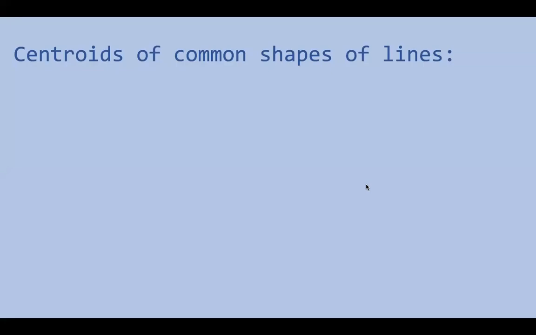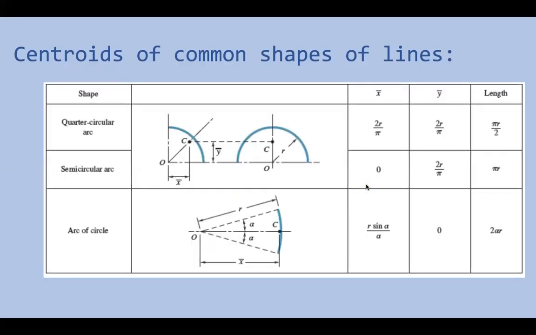Centroids of common shapes of lines. Here are some shapes with their x bar and y bar components: quarter circular arc, semicircular arc, and the arc of a circle. We can see the x bar and y bar expressions on the right.